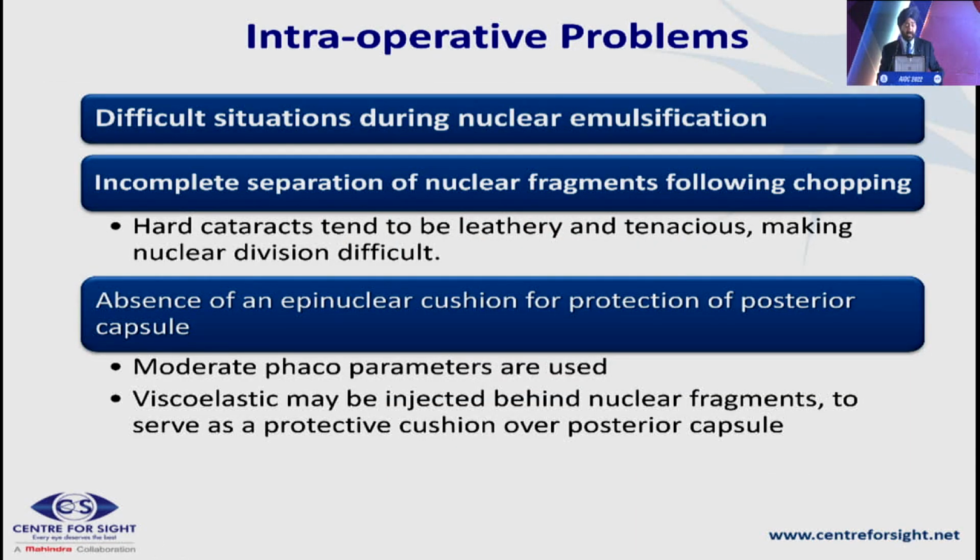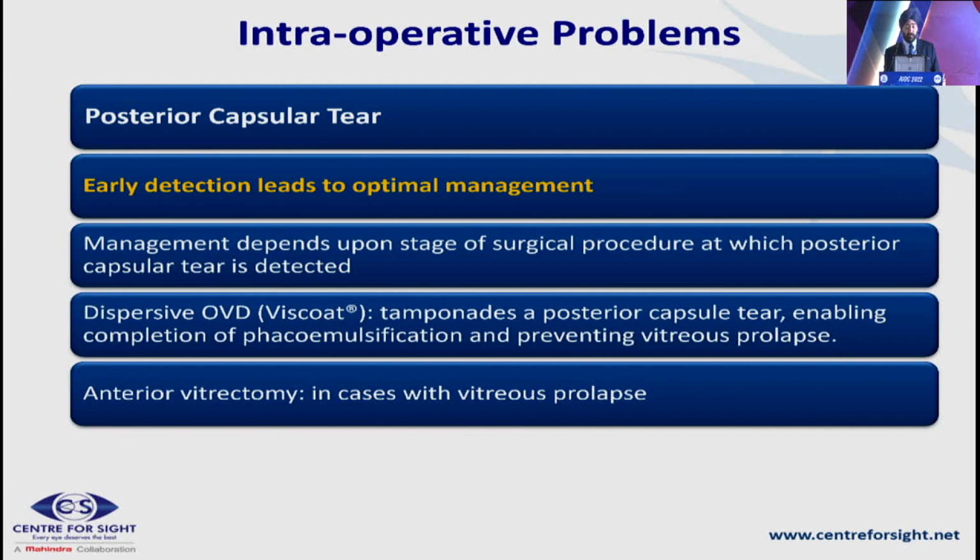So intraoperatively, difficult situations during nuclear repulsification have to be looked at, but incomplete separation of nuclear fragments following chopping, with the leathery fibers being tenacious, is what makes it much more difficult. That is something very important. An absence of epinuclear cushion for the protection of the posterior capsule is important, and you need to use the parameters which you are comfortable with.